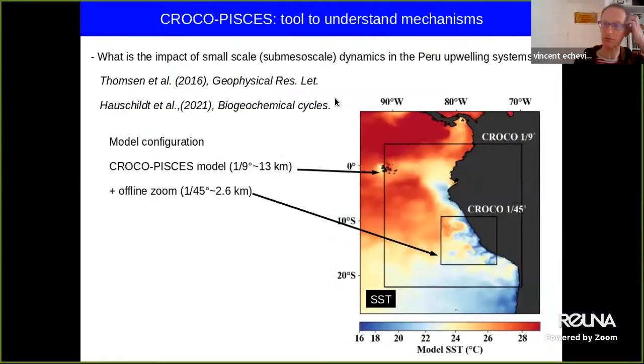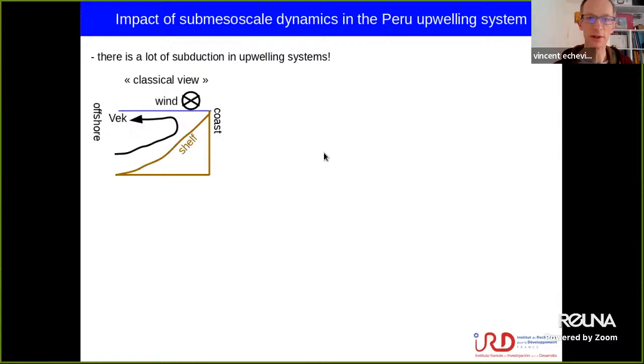Okay, so I'm getting to the last part, which is the impact of small-scale sub-mesoscale dynamics in the Peru upwelling system. This work has been done in collaboration with some German colleagues, Søren Thompson and Jard Hauschild. What we did with Jard is this configuration with the same Peru grid at 1/9 of a degree, so around 12 kilometers. And we did an offline zoom, so we didn't use AGRIF, at 2.6 kilometers in this region of the south of Peru. We did this because there was a cruise done by the German colleagues with a lot of data in this region.